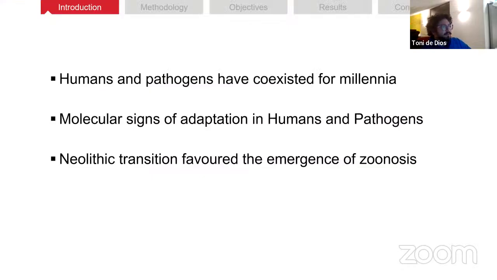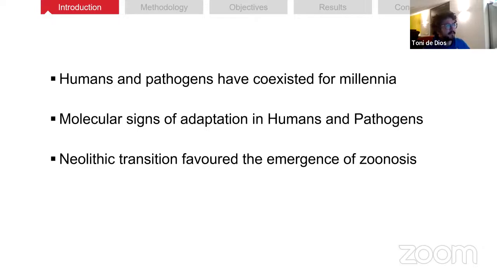So the first thing that we have to keep in mind is that, from the perspective of ancient DNA, humans and pathogens, it's not only right now, I mean, it's a really hot topic with COVID and monkeypox, but this relationship between pathogens and humans has existed for millennia. In fact, since the emergence of humans as a species. And we can find signs of the adaptation to those pathogens. They have represented a really strong selective pressure on humans. So we can find signs of molecular adaptation in humans to those pathogens.